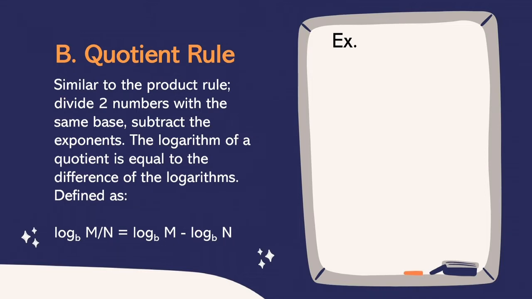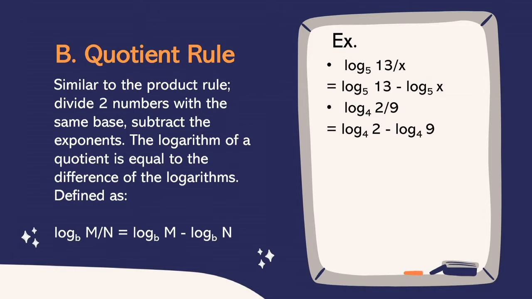For example, the logarithm of 13 over x to the base of 5 is equal to the logarithm of 13 to the base of 5 minus the logarithm of x to the base of 5. The logarithm of 2 over 9 to the base of 4 is equal to the logarithm of 2 to the base of 4 minus the logarithm of 9 to the base of 4. The logarithm of s over d to the base of 5 is equal to the logarithm of s to the base of 5 minus the logarithm of d to the base of 5.